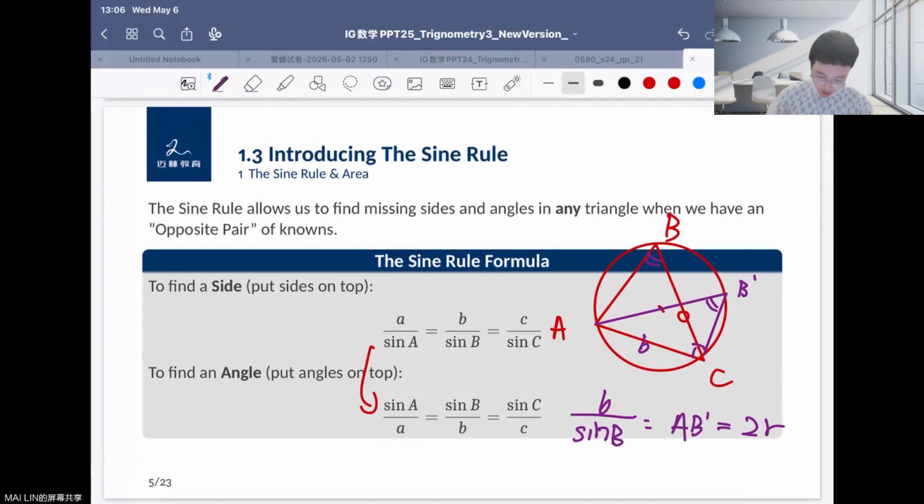Also, for angle C, you can use another method to represent this. You can draw this, this is angle C. So c over sine C also equals AB, that is 2 radius. So all these values equal 2 radius, so they're the same. That is how to prove the sine rule.